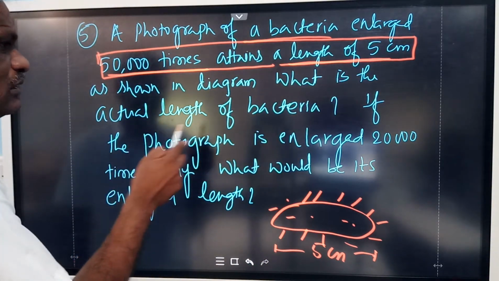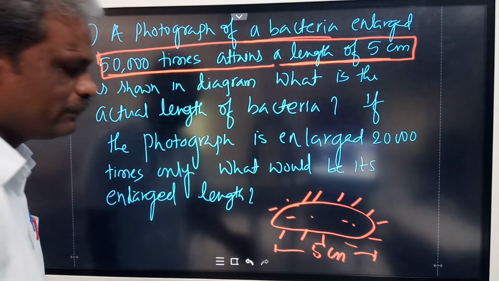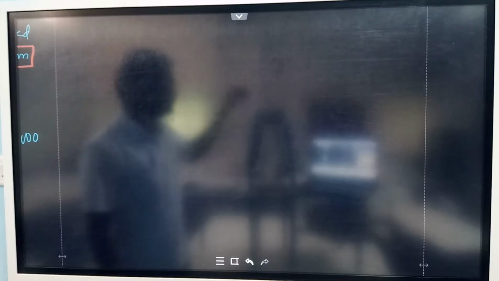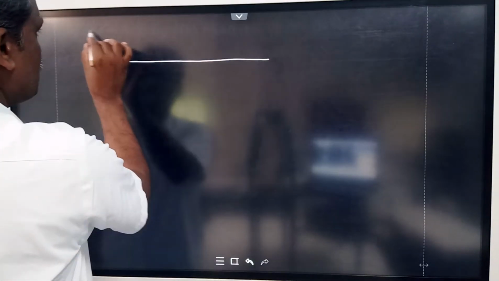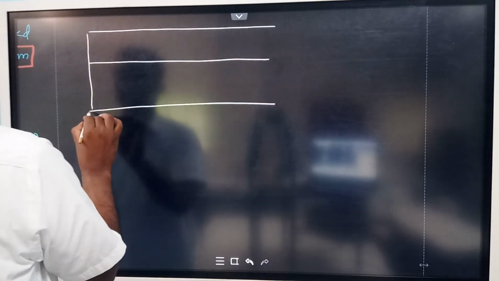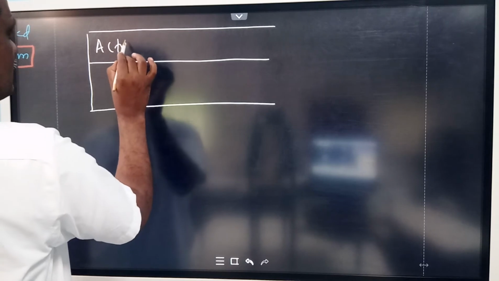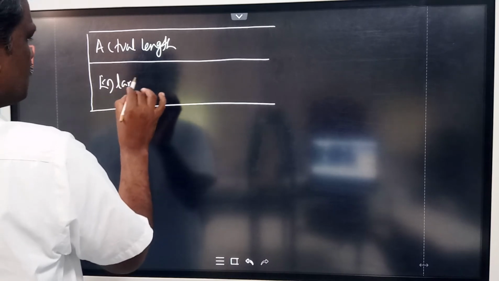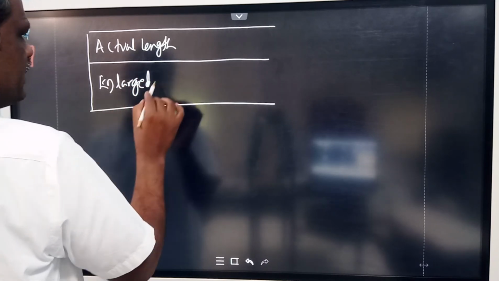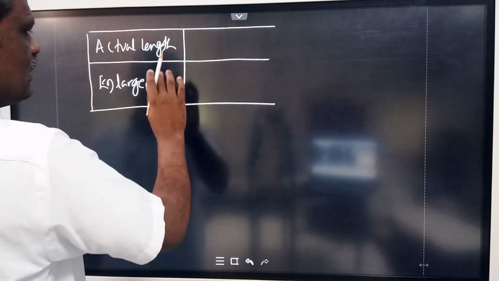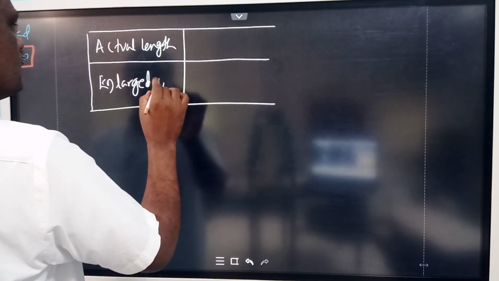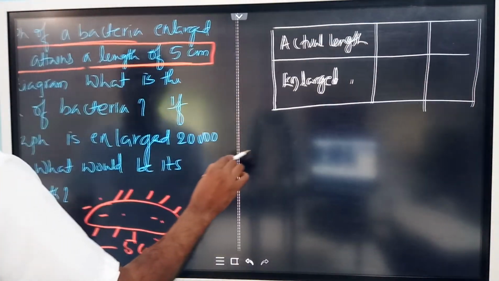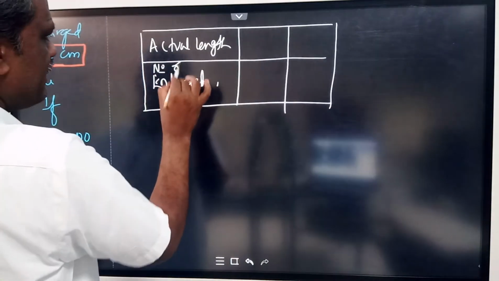What is the actual length of the bacteria? Now you have to find out the actual length. That means you make it one time. We can draw a table like this with 2 rows. So actual length we can write here, and the number of times enlarged. So 50,000 times is the number of times enlarged here.